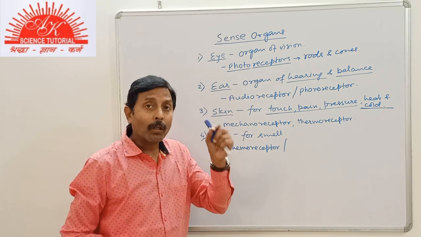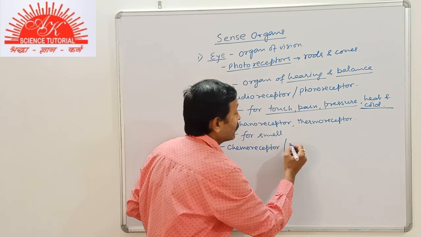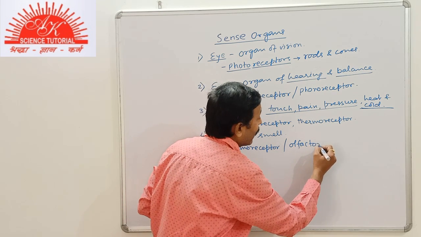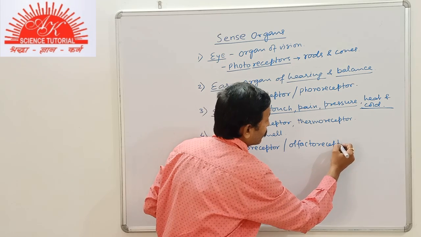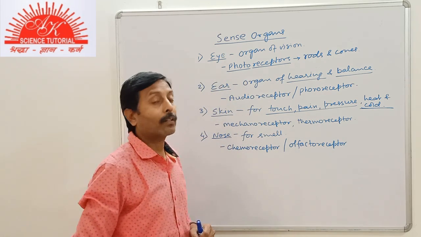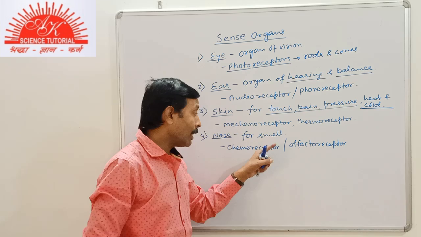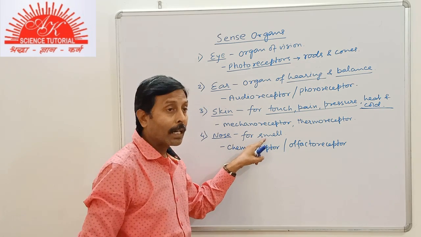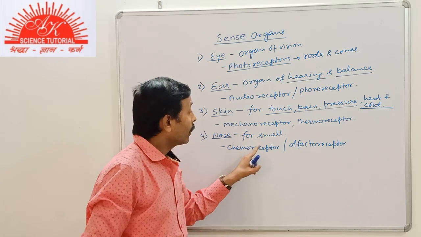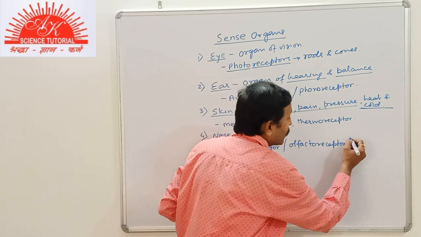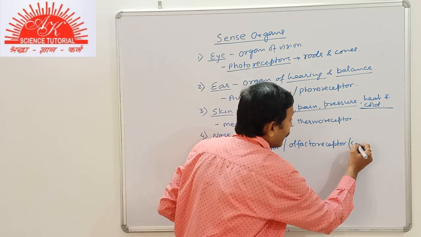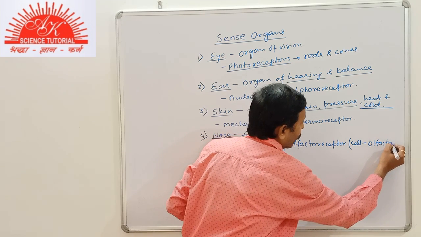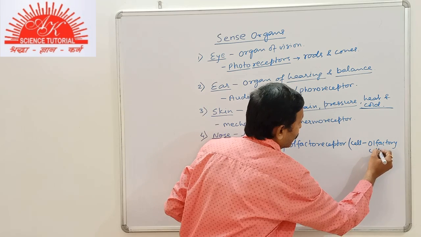It is also specified as olfactoreceptor. That is the cells in nasal chamber or nose which is responsible for this type of stimulus is called chemoreceptor or olfactoreceptor, and the cell in it is olfactory cell.